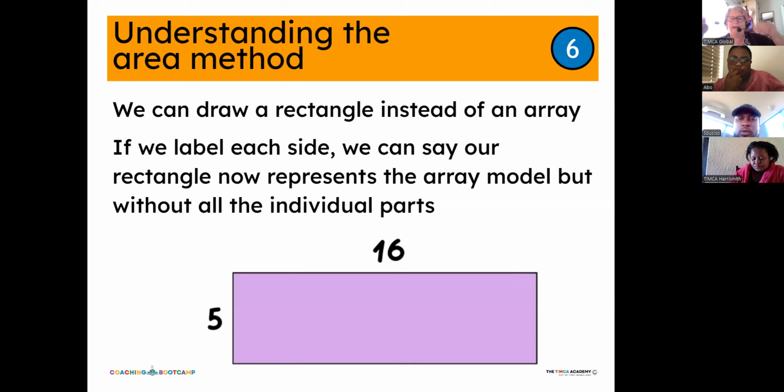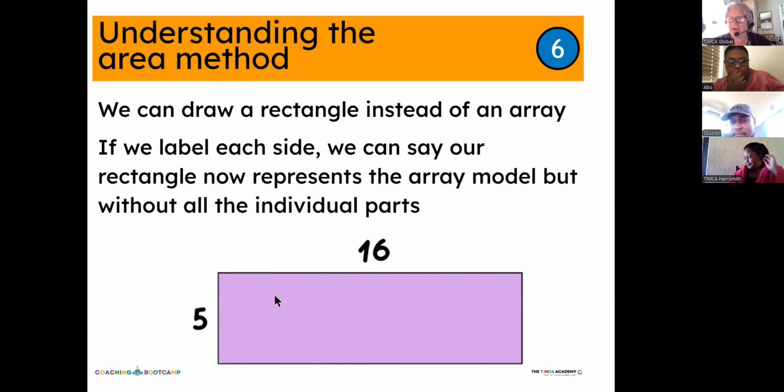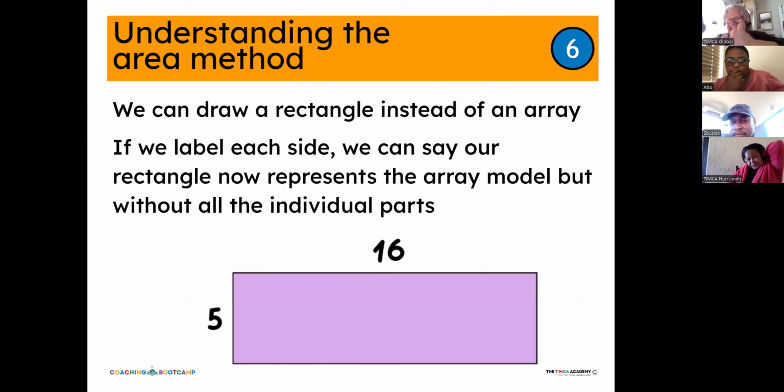And we're saying in our imagination, this is why it's so important that we've done all the other work up to now, imagine that we have got 5 rows and we've got 16 in each row. Imagine it. We don't have to keep drawing all the circles and the dots and the lines. We can imagine it now. And these labels tell us what's inside it. Okay. This is called an area model.